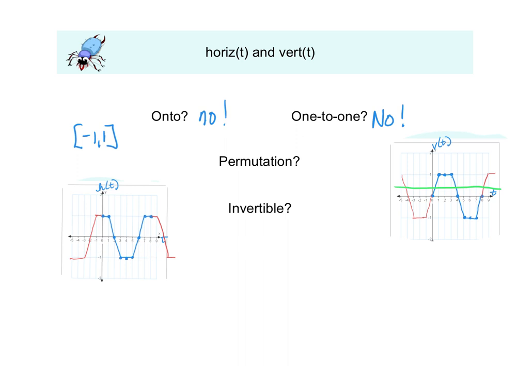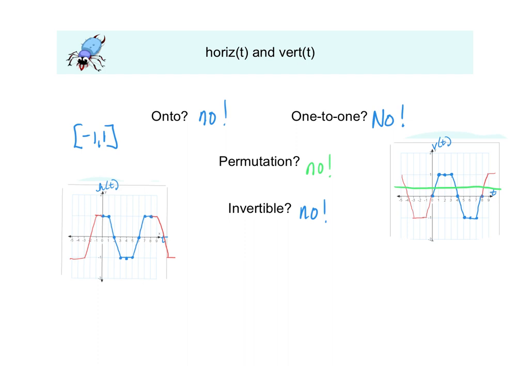So in order to be a permutation, it has to be onto, it has to be 1-to-1, it has to be from all real numbers. This is not. And the reason that this is important is that in order for a function to have an inverse function, it must be 1-to-1. So these functions are not invertible. And that's going to create a problem for us.